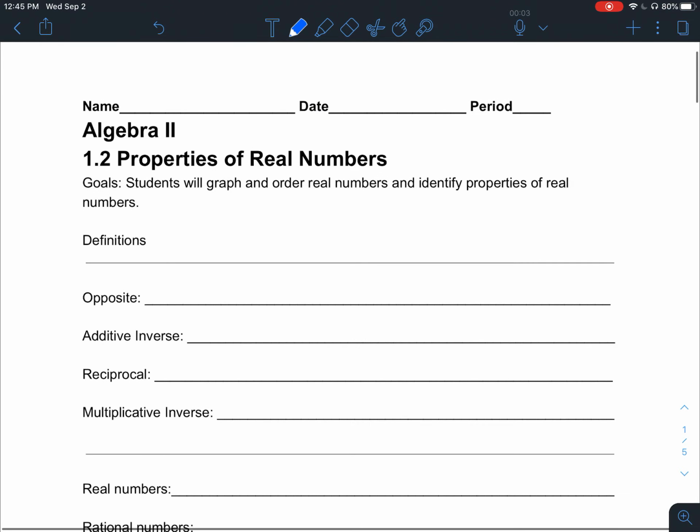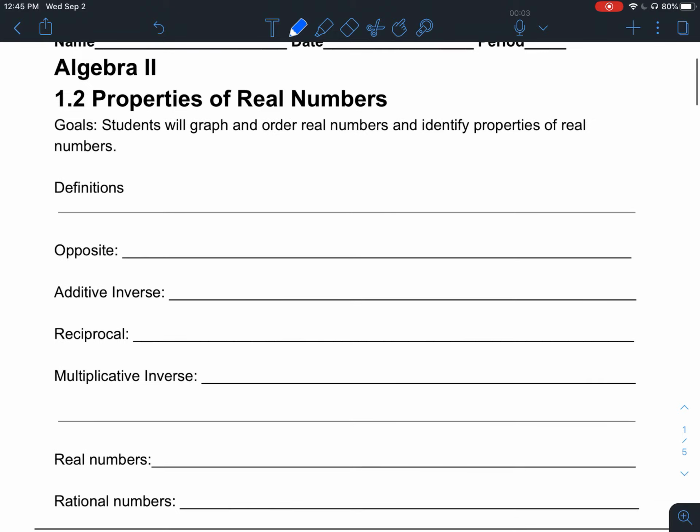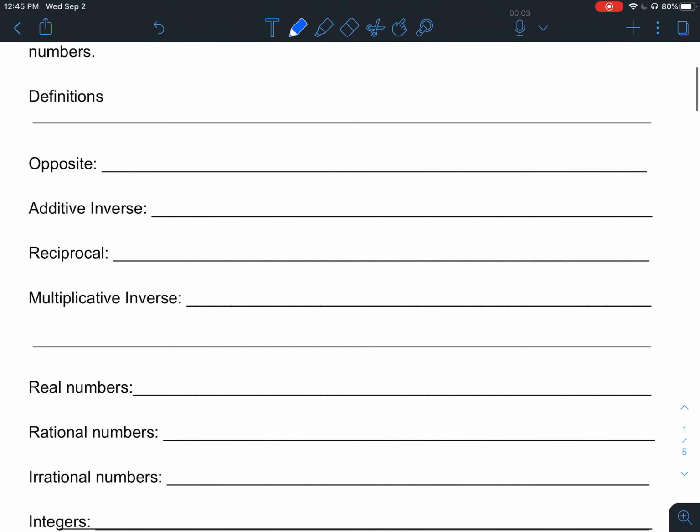All right, guys, so for today's notes, we're covering the properties of real numbers. First, we have some definitions. Remember that you can pause if you need time to copy down. All right, so first is opposite.